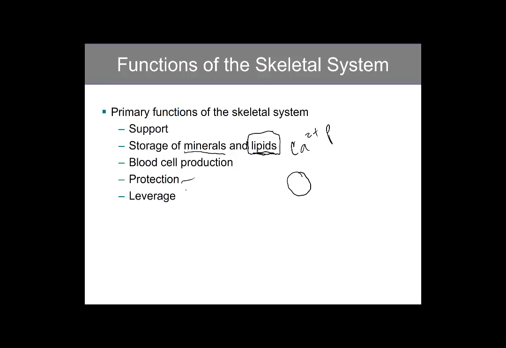Protection. If you consider the cranial vault and how it houses and protects the brain, or if you think about the thoracic cage where the ribs and the sternum and the vertebrae wrap around internal organs such as the heart and the liver and the lungs, they do provide protection.